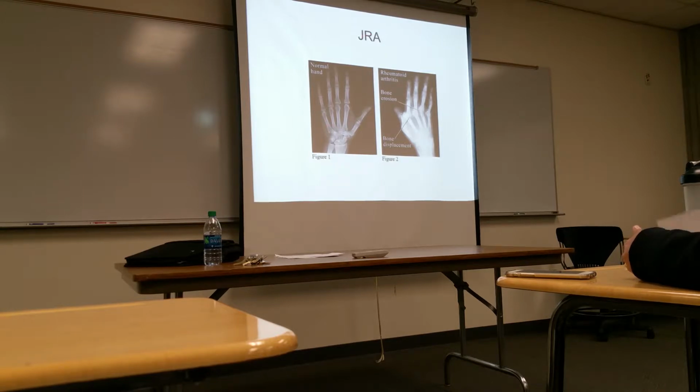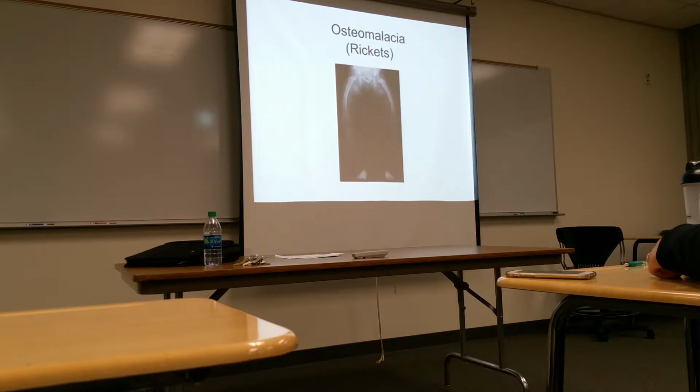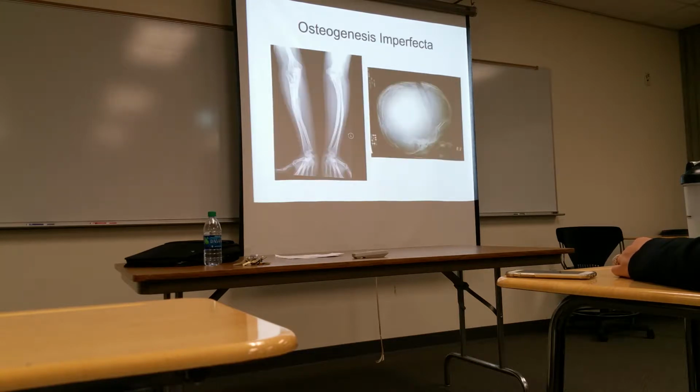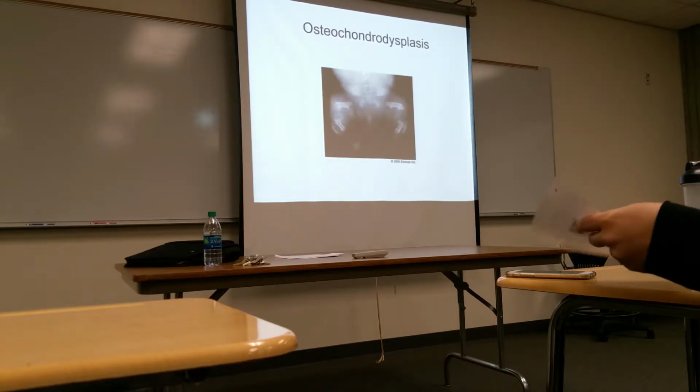This is juvenile rheumatoid arthritis. So if you're seeing JRA and you don't know what that means, be sure to look it up. Poor development of the bones. Here's the clubfoot. The feet have grown inverted like that, and so just some of the different things that you can see. Look at that.